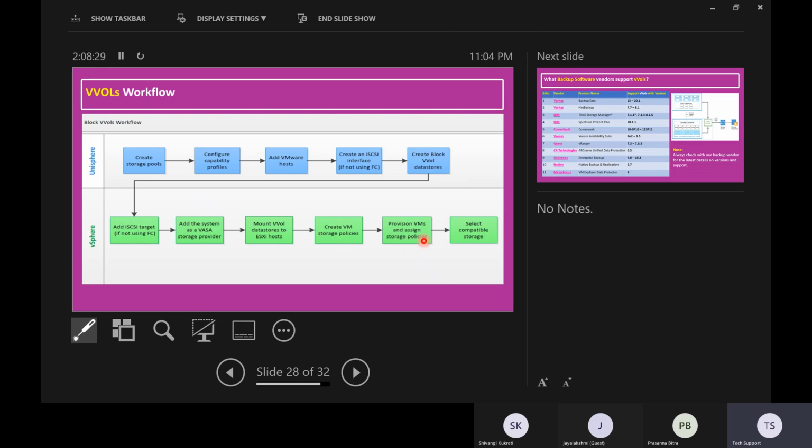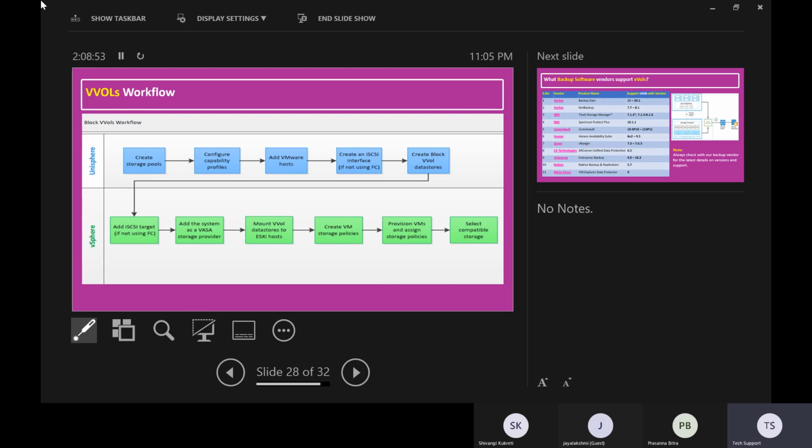and assign storage policies. See, here I mentioned storage policies multiple, but this multiple policy option is available only in software defined storage. This option is not available in traditional storage. Okay, select the compatible storage option and you can provision a virtual volume. So this is the real-time scenario of how we can configure the virtual volume workflow.